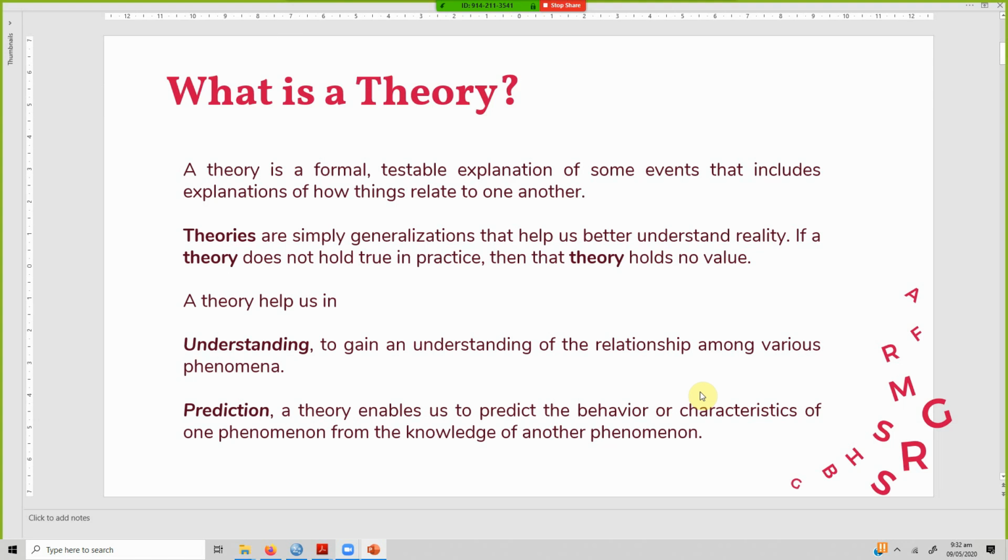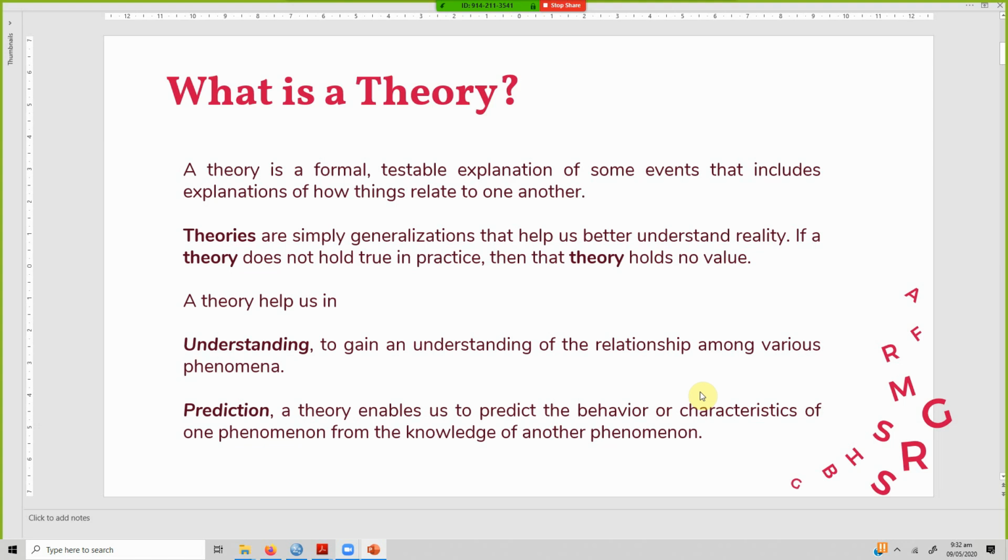Theories are simply generalizations that help us better understand reality. If a theory does not hold true in practice, then the theory holds no value. What theory helps us in is gaining an understanding of the relationship among various phenomena. In the case of management research or business research, it will help us understand how different variables are related with each other, or how different variables may show a certain relationship. That is, it will help us in prediction.